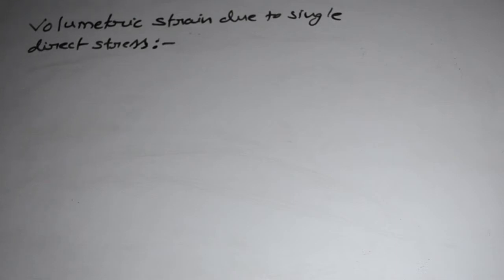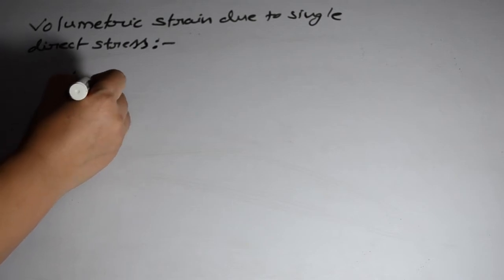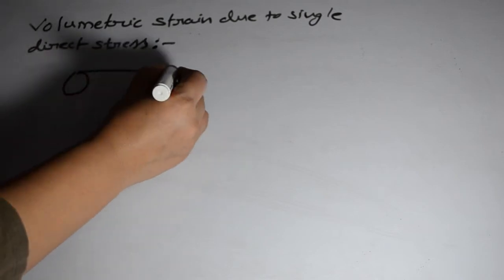Similarly, if we want to find out the volumetric strain due to single direct stress on a circular rod, the previous case was for the rectangular bar. Now if we want to find out the volumetric strain for a circular bar or circular rod, for that we are considering a circular rod of diameter D.